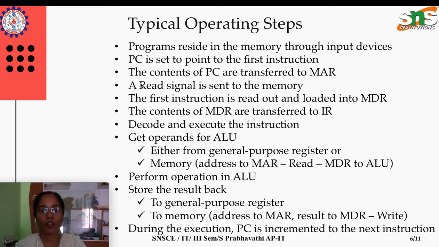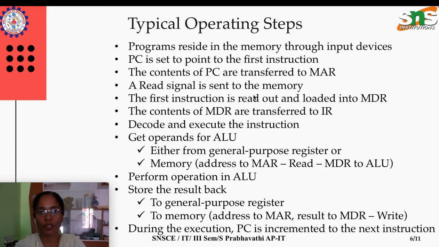Then the PC content, which has the starting address of the first instruction, is transferred to the memory address register. As I told you, PC has no direct contact with the memory. Only the memory address register and memory data register make contact with the memory. So in the memory address register the first instruction's address is placed, then the control unit will enable the read signal. Read signal means the memory is used for reading purposes, not for storing or writing.